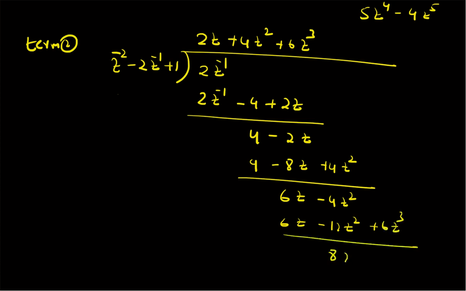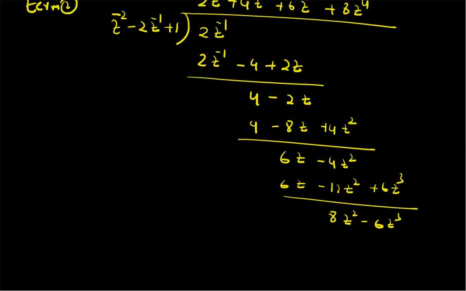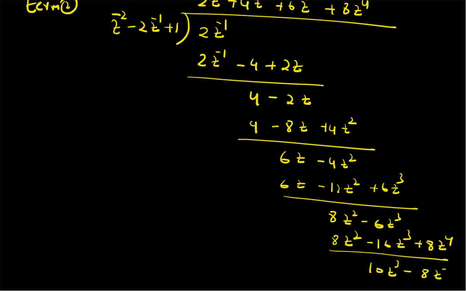So the difference is 8z^2 minus 6z^3, and then the next term will be 8z^4, and so on. So to get 8z^2, we need to have 8z^4, so it is 8z^2, and then minus 16z^3, and then 8z^4. The difference is 10z^3 minus 8z^4.